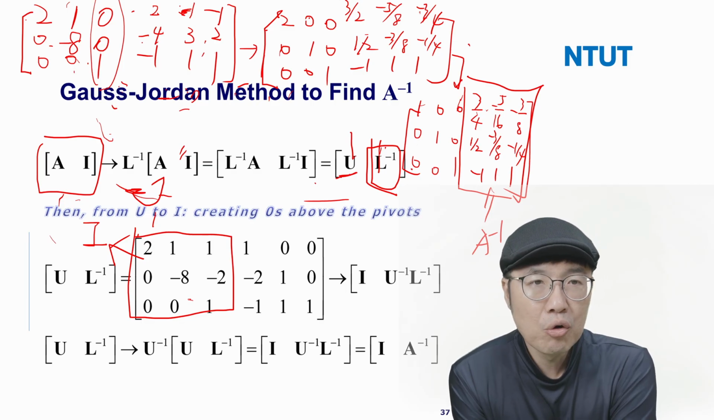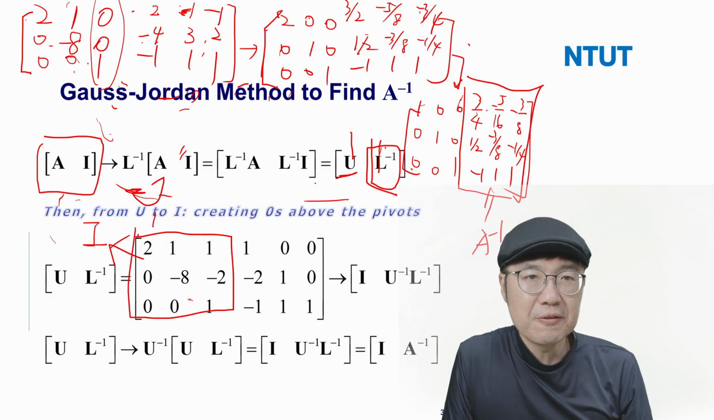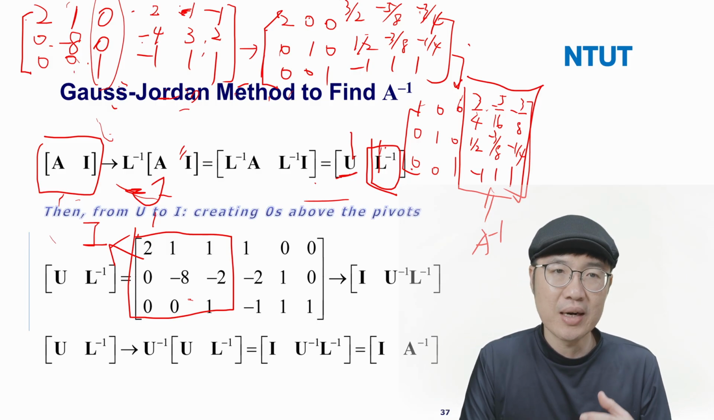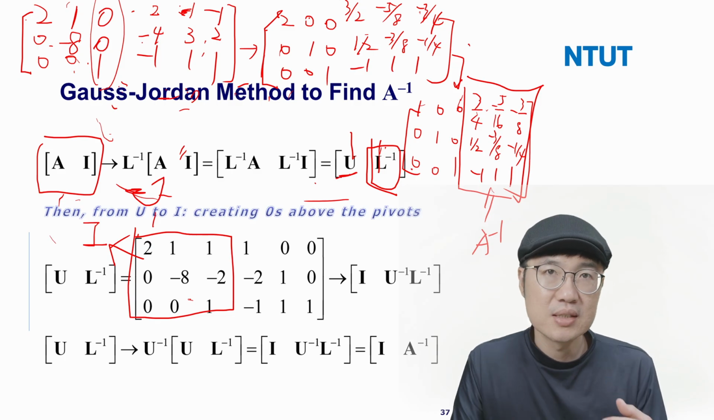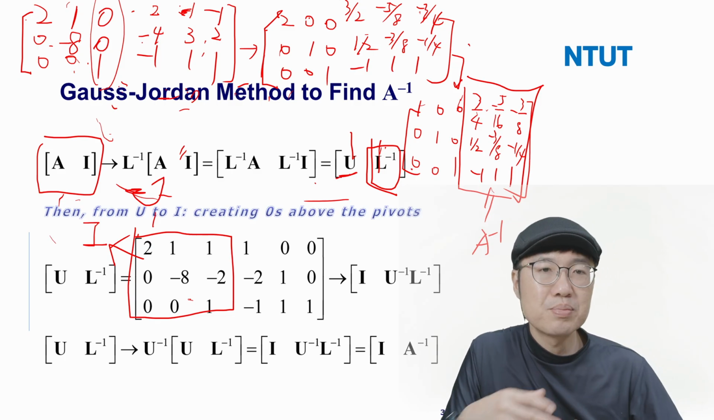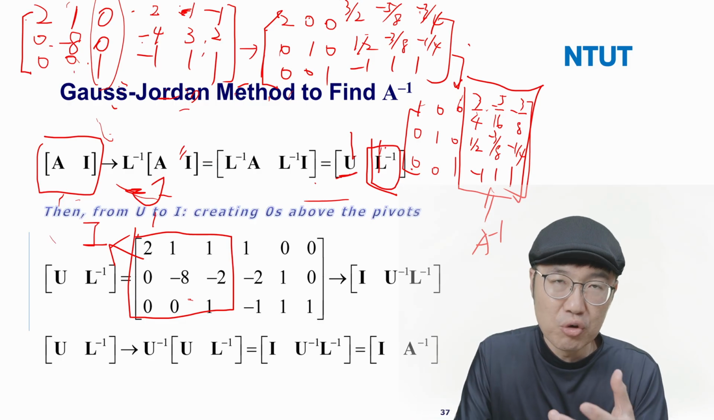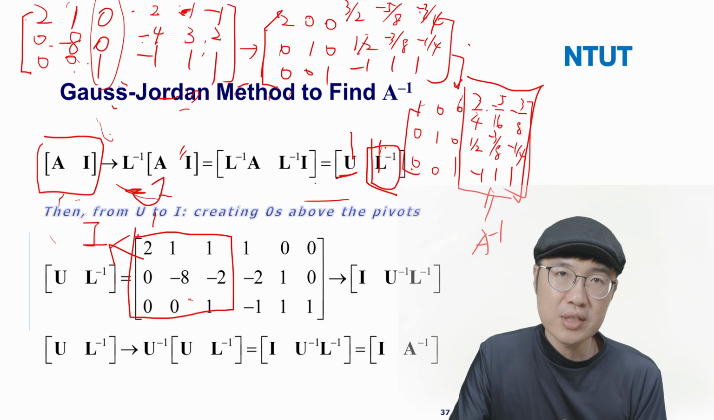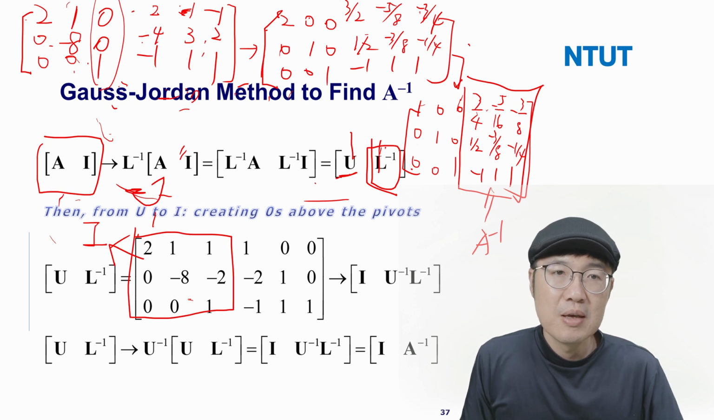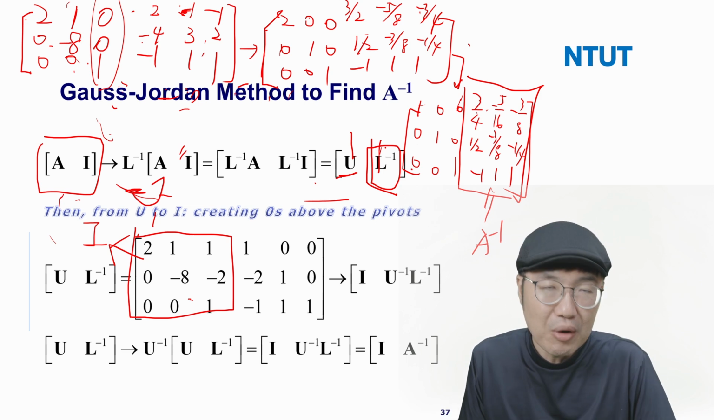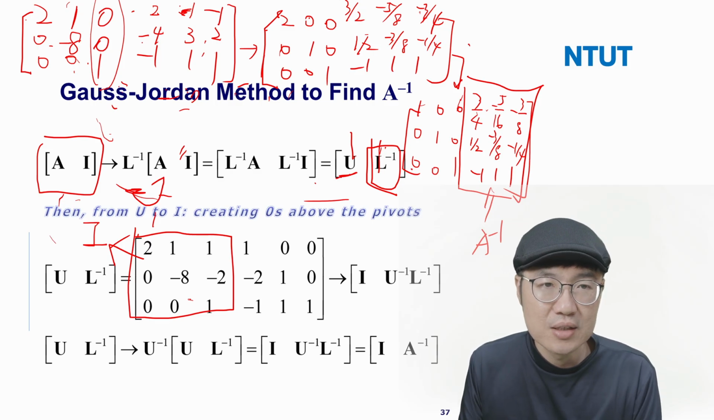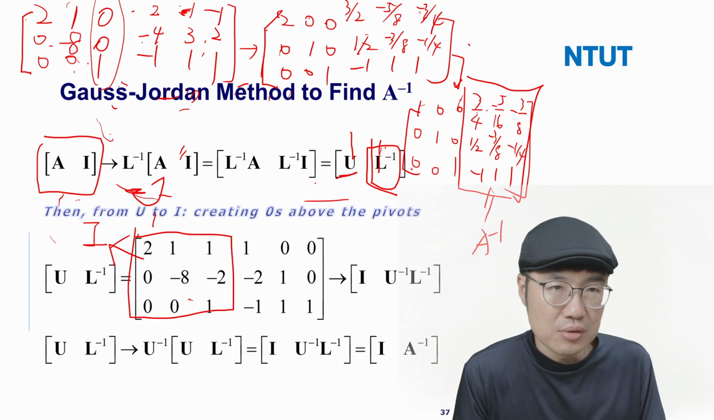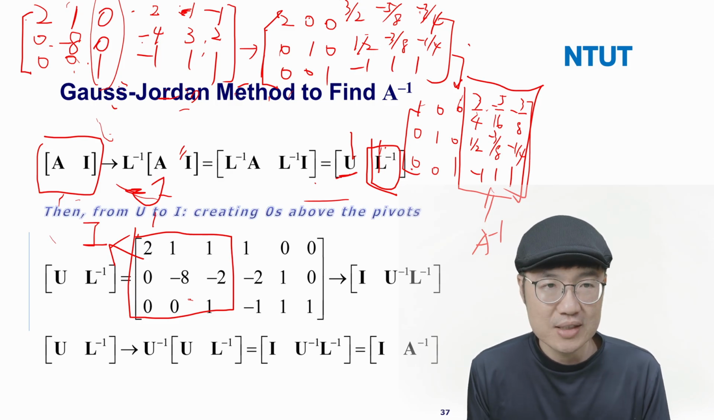But why? Why will A inverse be there? The first part is the standard Gaussian elimination, and the second part is like a backward elimination, which doesn't generate only a lower or upper triangular matrix. It makes an originally upper triangular matrix be an identity matrix. But why does an identity matrix there lead to an A inverse in that position? Why is there an A inverse?